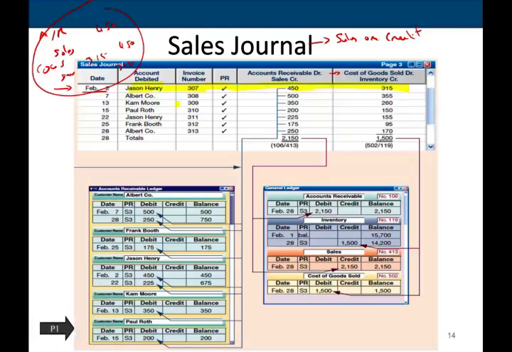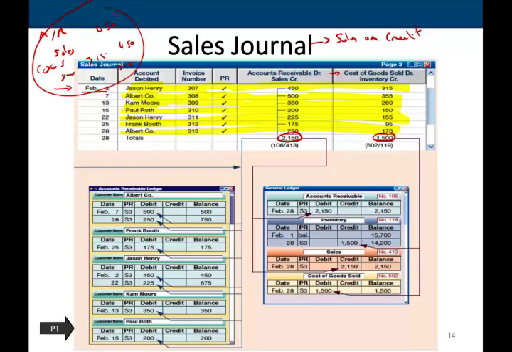We have the name of the customer, the invoice number, and so on. Notice we sold something to Albert Company. We sold to Moore. We sold to Roth. We sold to Henry. We sold to Frank Booth. So we processed 1, 2, 3, 4, 5, 6, 7 transactions in the special journal all at once, rather than debiting accounts receivable, crediting sales, debiting cost of goods sold, crediting inventory. And this is the total.